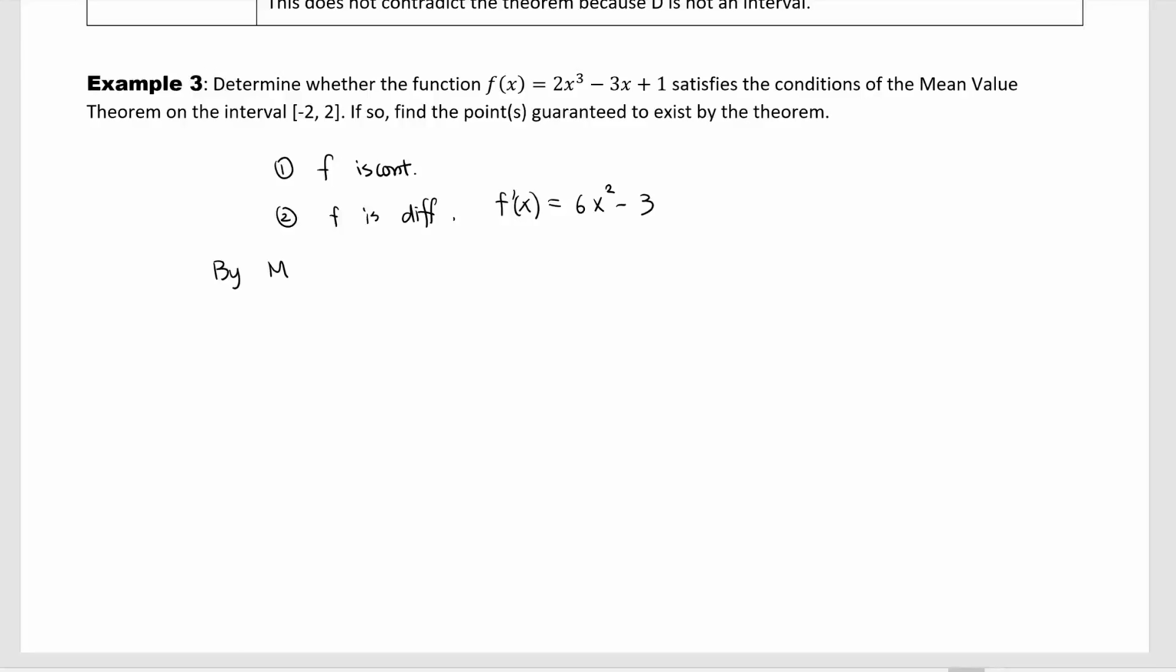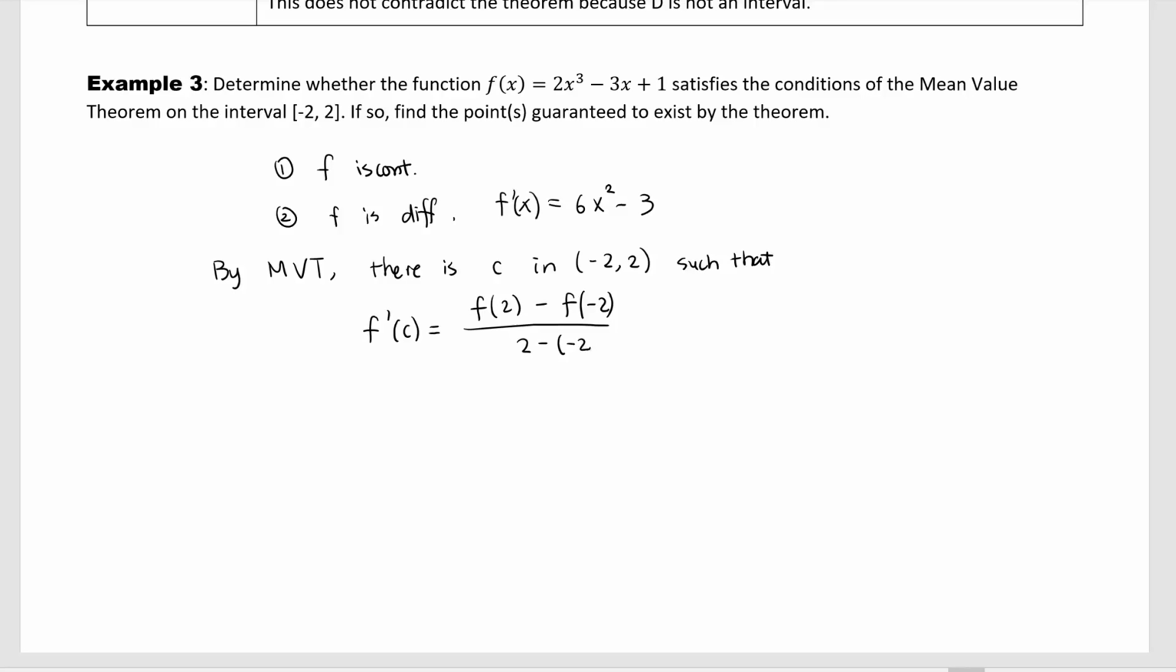And then by the mean value theorem, there is a c on the interval -2 to 2, such that f prime of c equals f of the final endpoint 2 minus f of the initial endpoint, over 2 minus -2, right? So what is that?